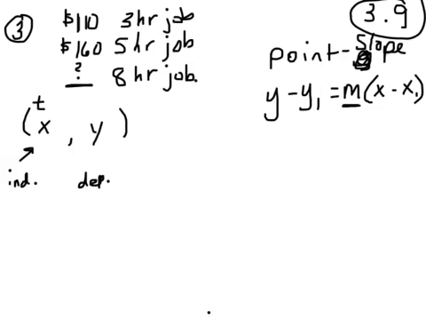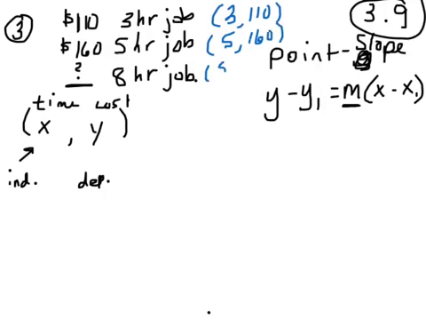So time has to be our independent variable, and the price we pay the plumber, the cost, has to be the dependent variable. So if I'm going to make points out of this information, I'm going to have to say, well, the time was 3 and the cost was 110, and then the second one, the time was 5 and the cost was 160. And so in this last one, the time is going to be 8, and that's what I'm trying to find in this problem, what's the cost when it's 8 hours. The time is 8. Okay, so the first thing I need to do is find the slope, so I can plug it in over there.